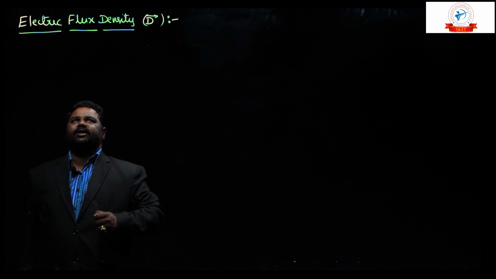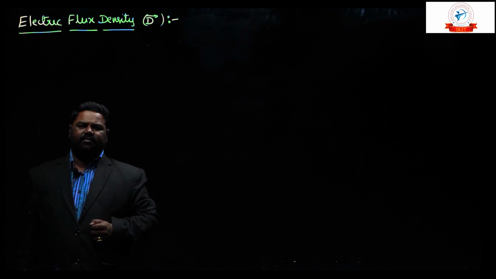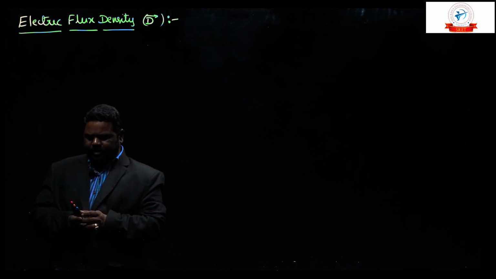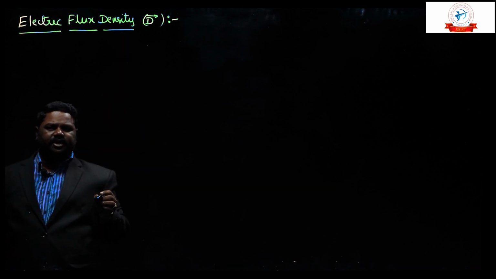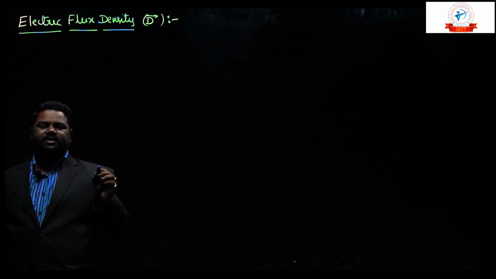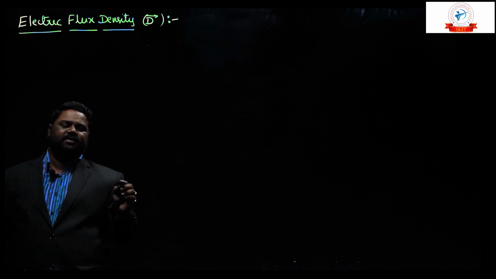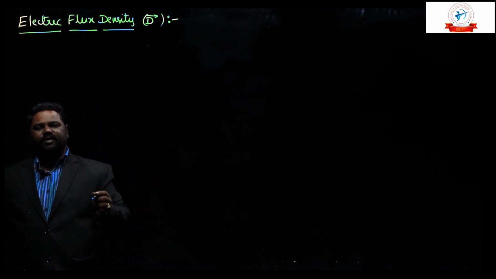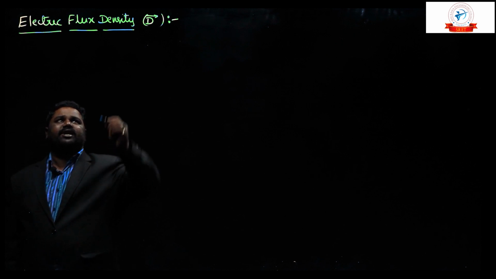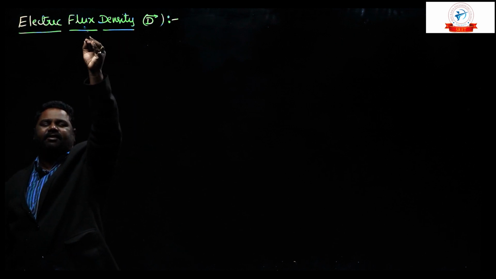Now consider a new term called electric flux density. Here again we are talking about density. Earlier we have studied line charge density, that is charge by length, surface charge density, charge by area, and volume charge density, charge by volume. Here also we need to define density for electric flux.